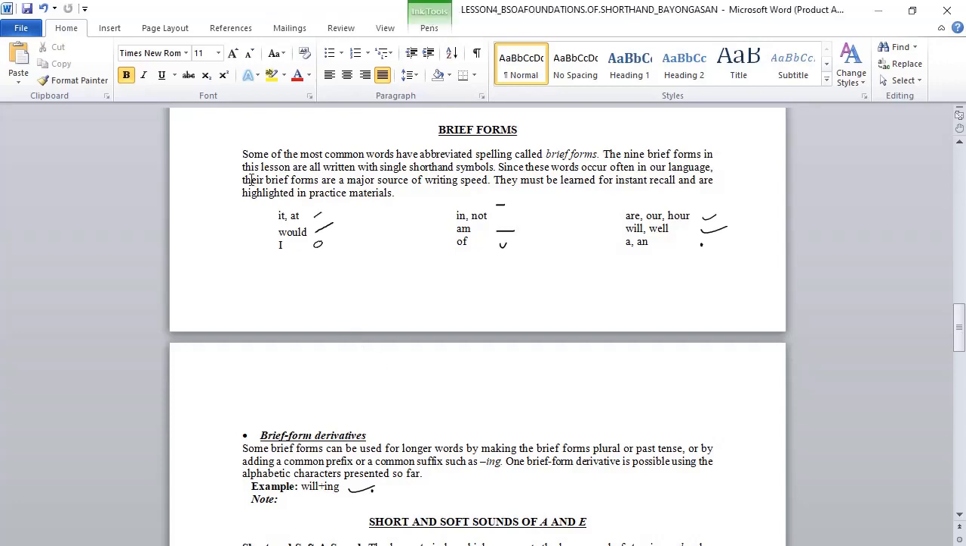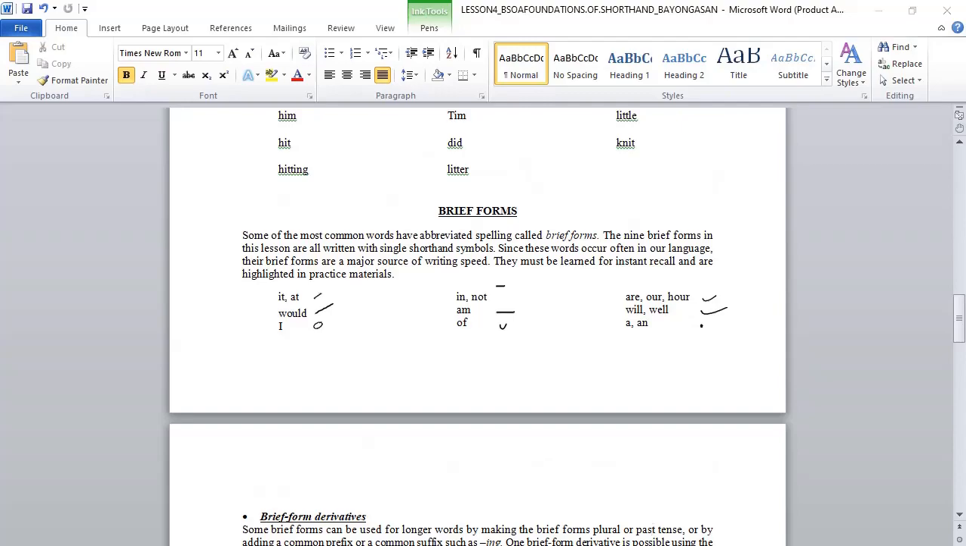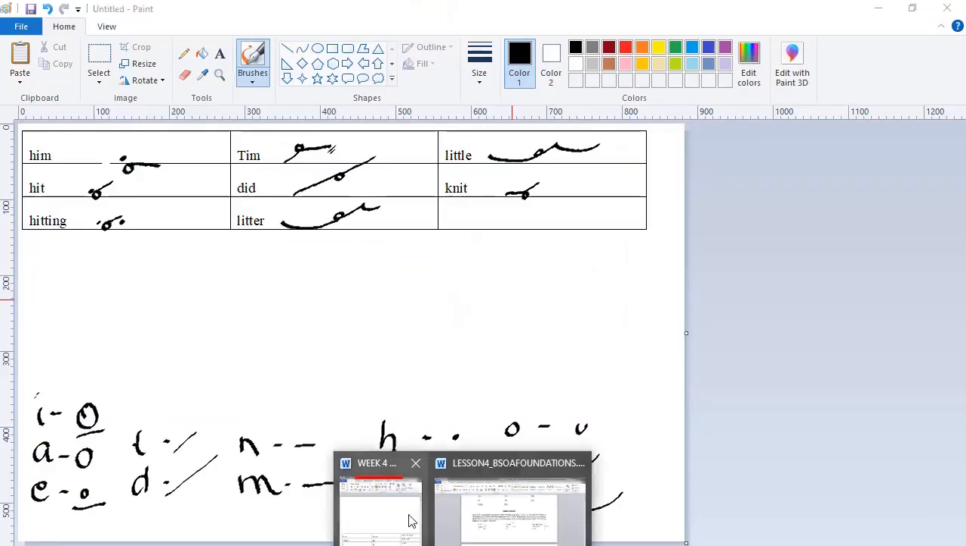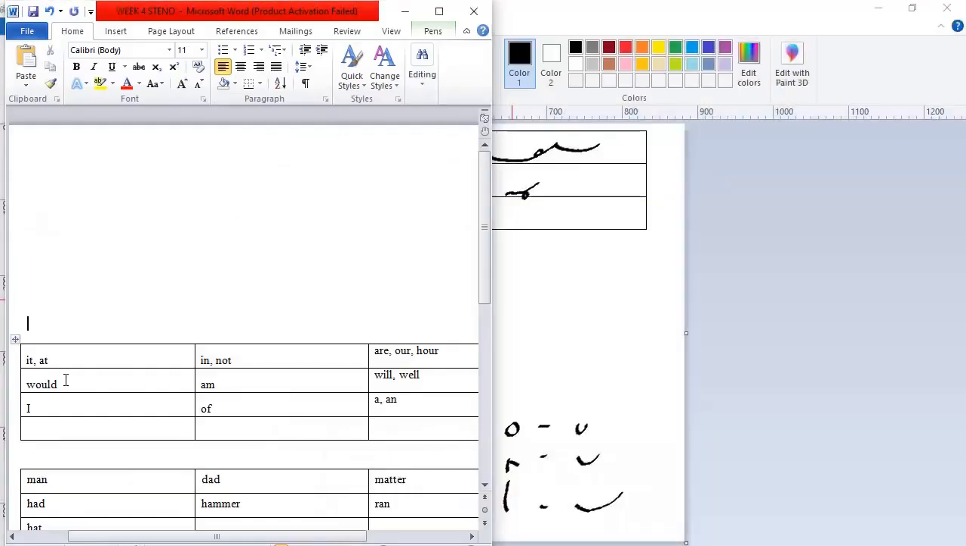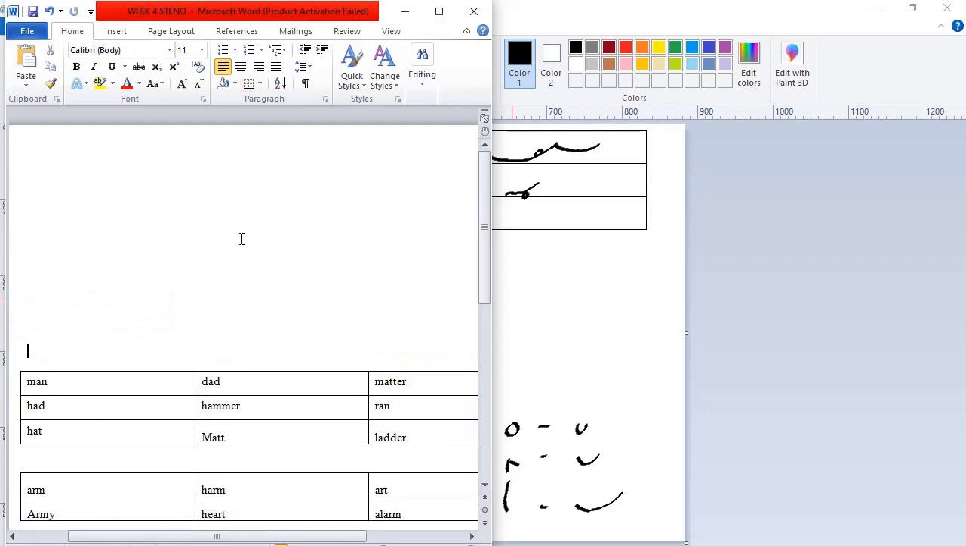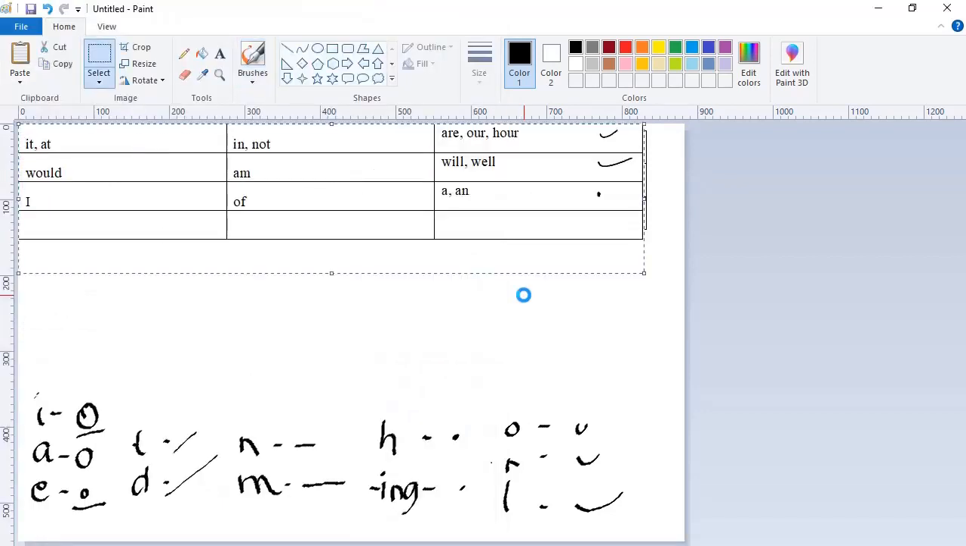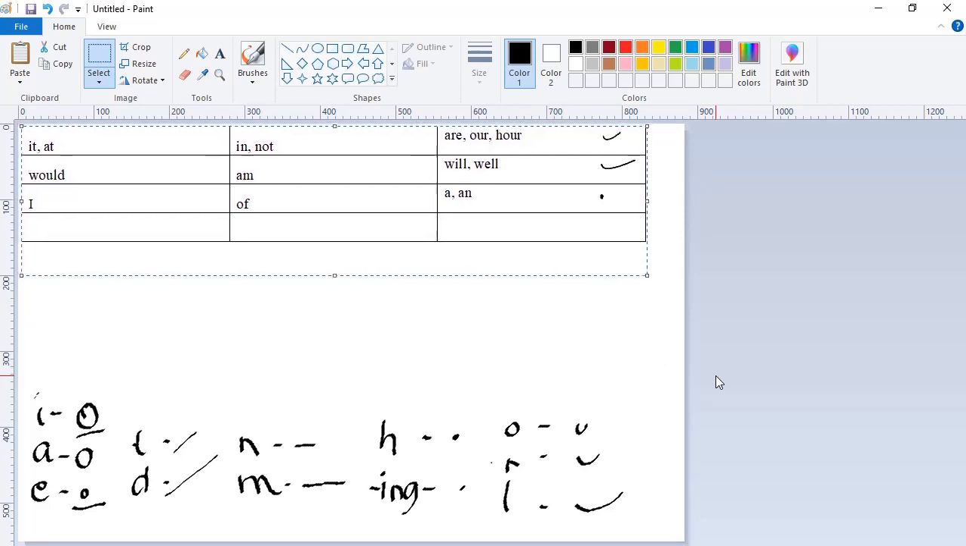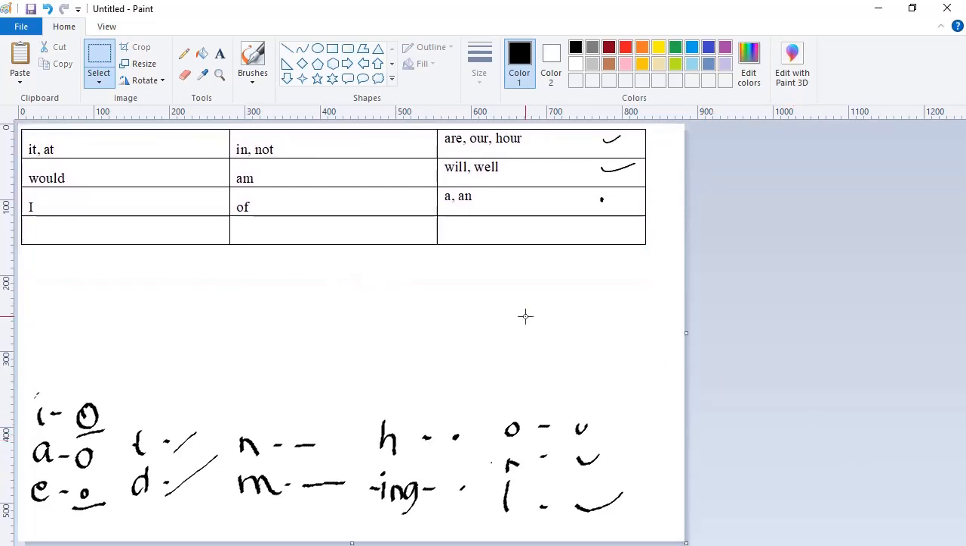So, for example, itong it and at, as you can see here, it's just represented by T. Whereas, kung isusulat natin yan ng buo, so, let's just copy this one first. Okay, so kung titignan ninyo dyan sa inyong module, makikita ninyo dyan yung stroke ng it and at. So, it and at is represented by your T symbol. Kung it, diba dapat ET? But since this is what you call brief form, shortcut si it and at, naging T na lang.